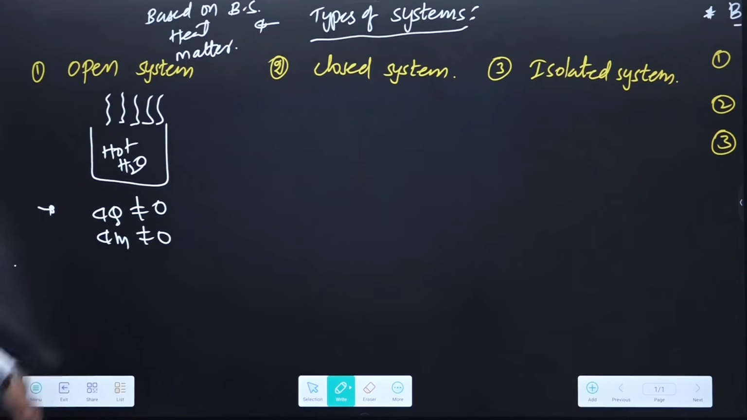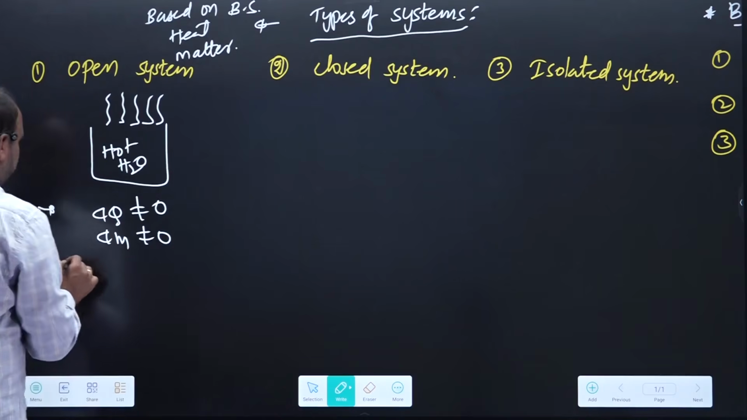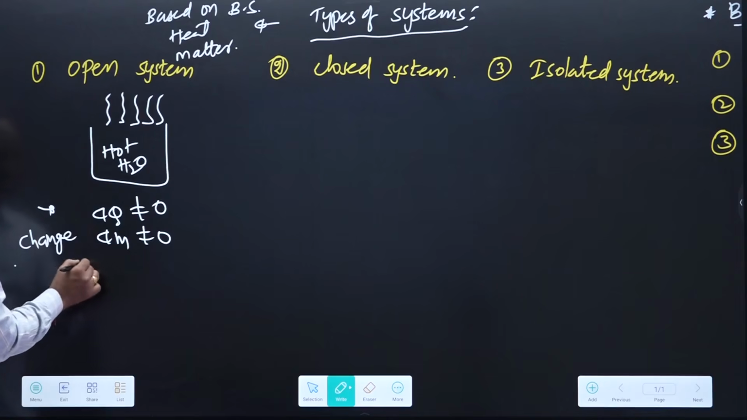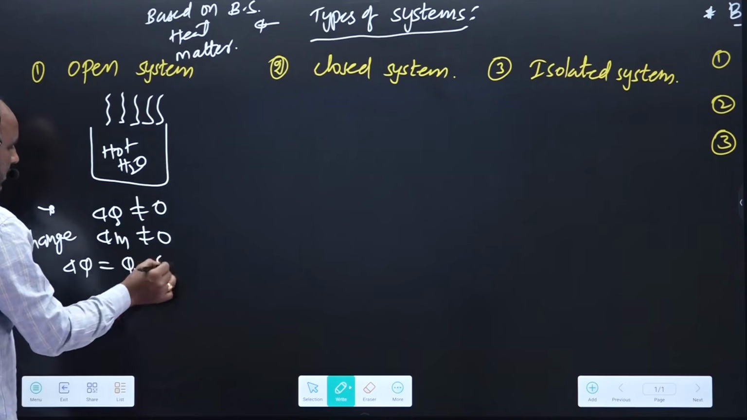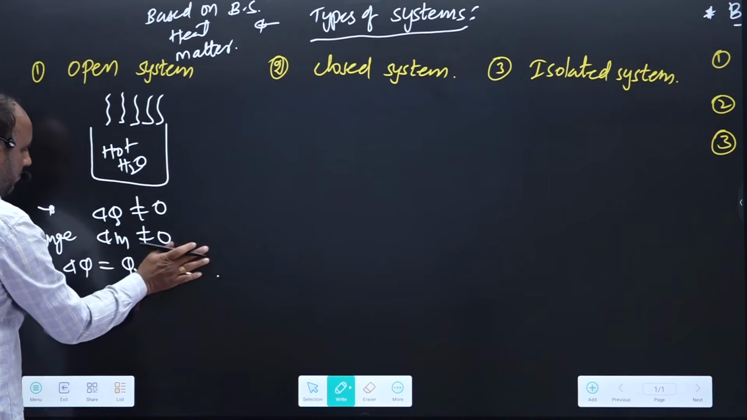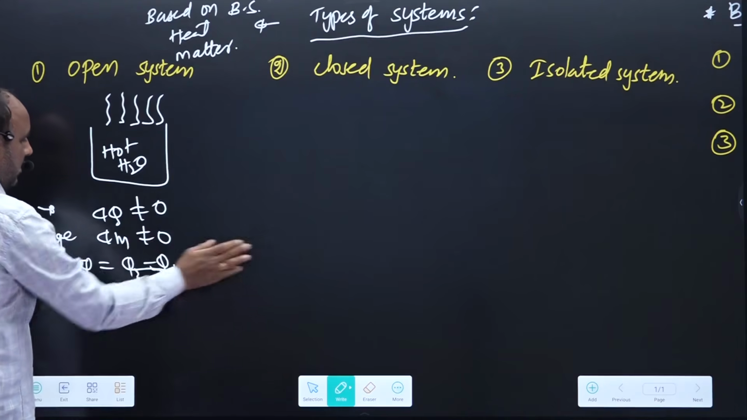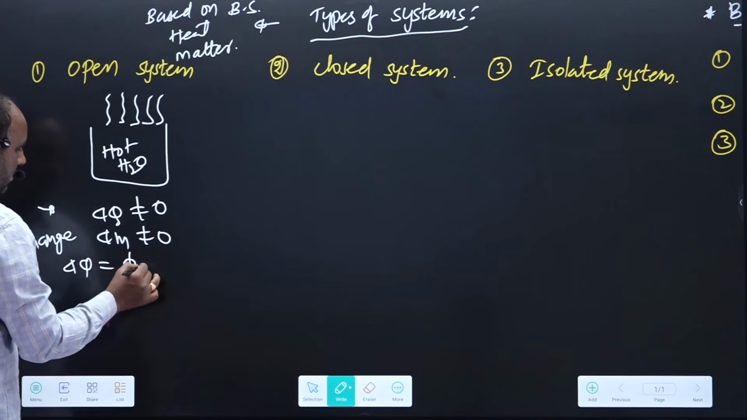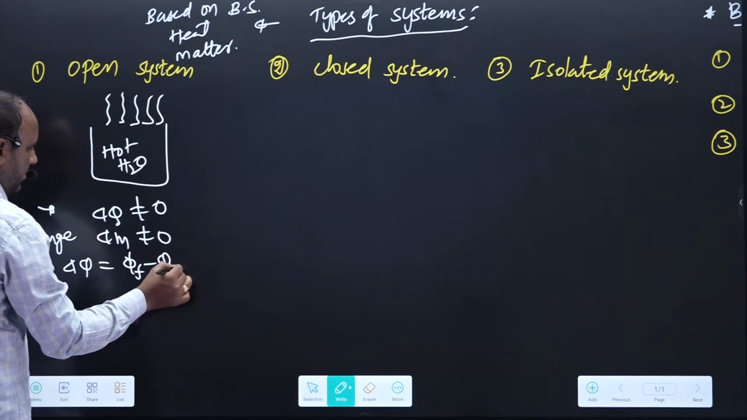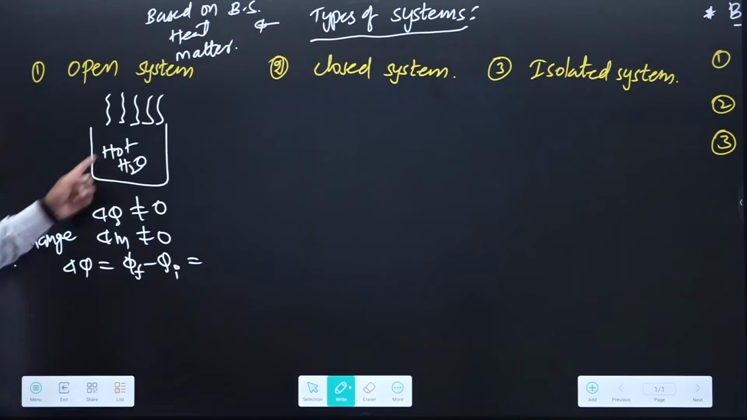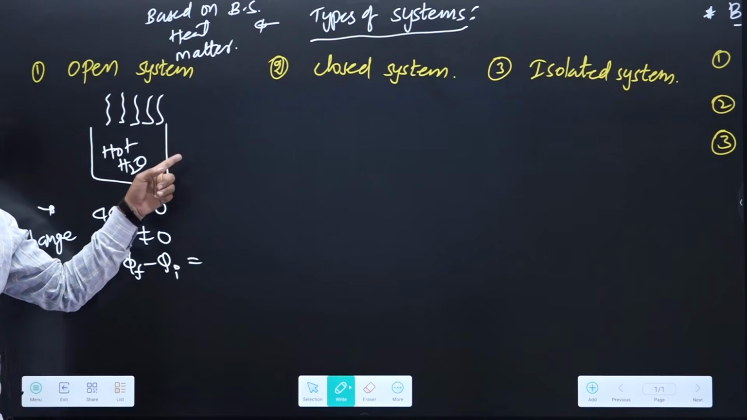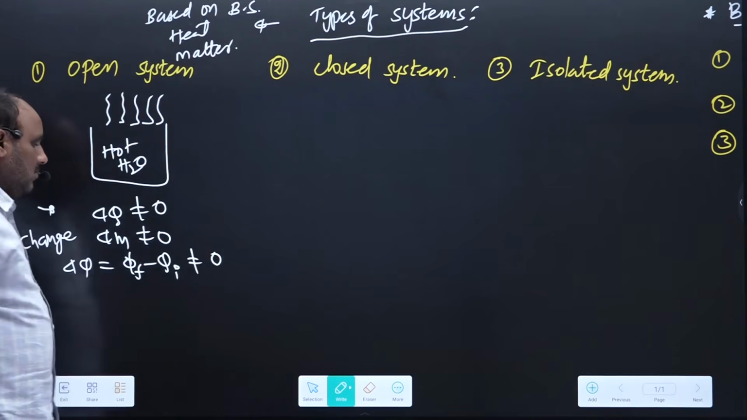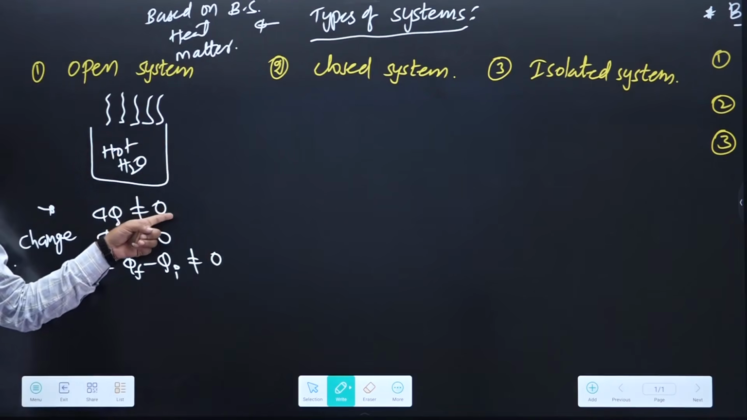What is meant by delta Q? Delta means change, and Q means heat. That becomes Q2 minus Q1, or if we write final minus initial, Q final minus Q initial, right? Is there a difference in heat energy or not? As there is a difference, this final minus initial value is not equal to 0. So that's why delta Q is not equal to 0, right?